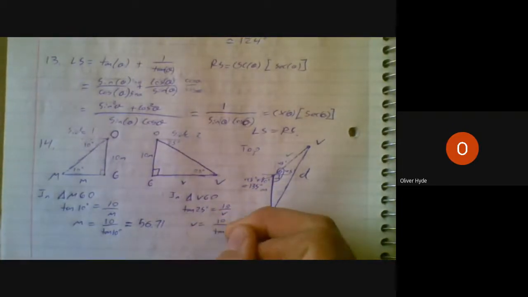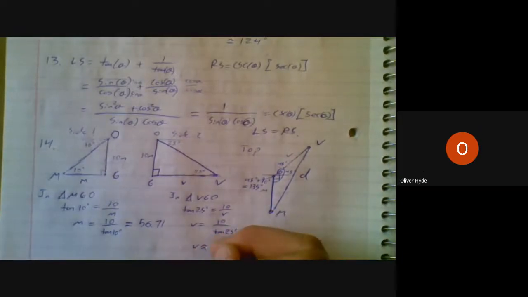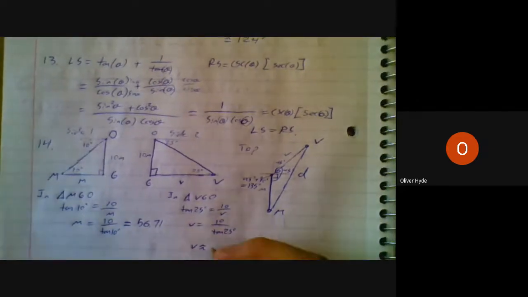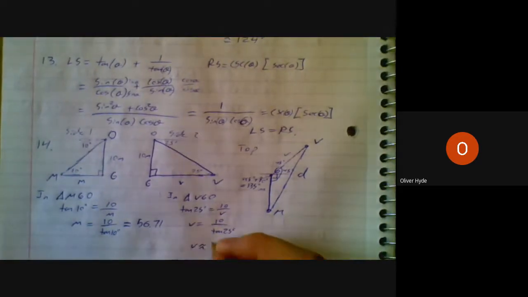In triangle VGO, the tangent of 25 degrees is going to equal 10 meters divided by V. So it's really just the same operation again. 10 divided by the tangent of 25 degrees. The tangent of 25 degrees is larger than the tangent of 10 degrees. So when I divide by a larger number, this output's going to get smaller. Which goes back to what I said about the problem in my sketch, is that the vole actually should be closer than the mouse.